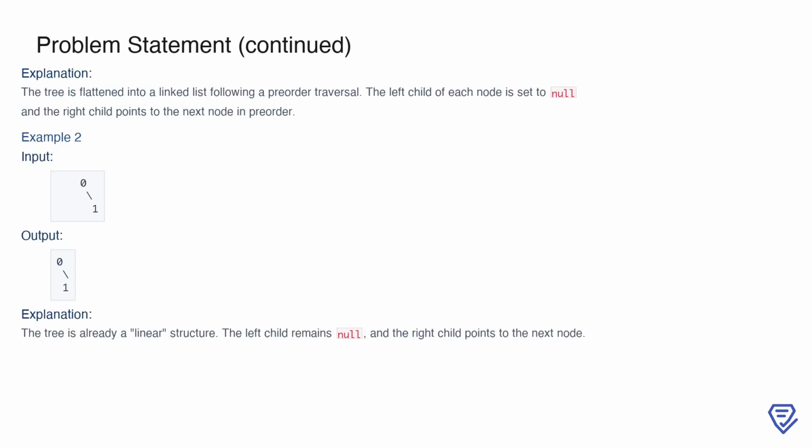Here's another example that demonstrates the transformation. In this case, the input tree has only two nodes, 0 is the root, and 1 is the right child. The output linked list is similar to the input structure because the tree is already linear. Node 0 remains the root, and its left child is null. The right child points to node 1, which is the next node in the sequence. Since this tree already follows the pre-order traversal order, no further changes are required apart from ensuring the left pointers are null. This example highlights that some trees may already be in the desired shape and need minimal adjustment.